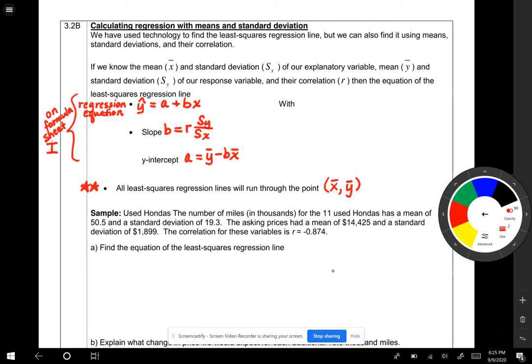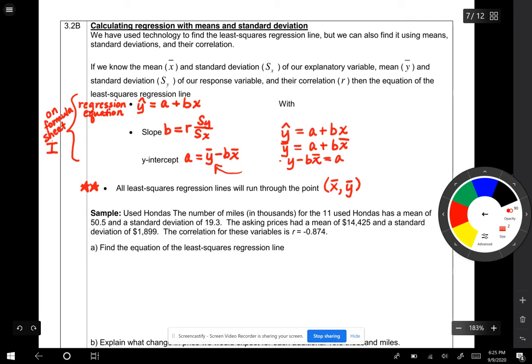So the way we derive this particular formula is as follows. We take our regression equation and we replace y hat and x with y bar and x bar, because all least squares regression lines will run through that point. So y bar equals a plus b times x bar. And then just solve for a. So subtract b x bar on both sides. You don't need to know how it was derived, but that's where you get it.